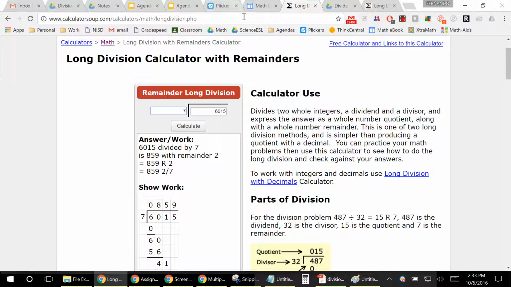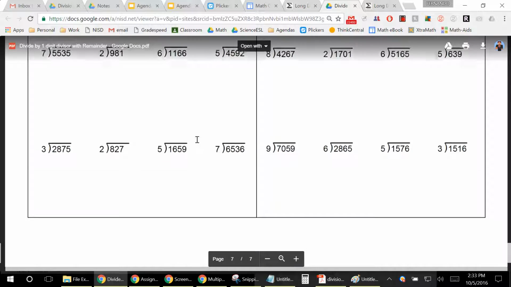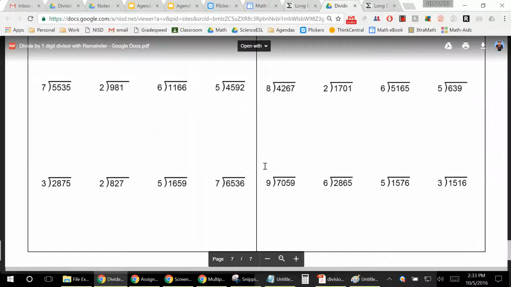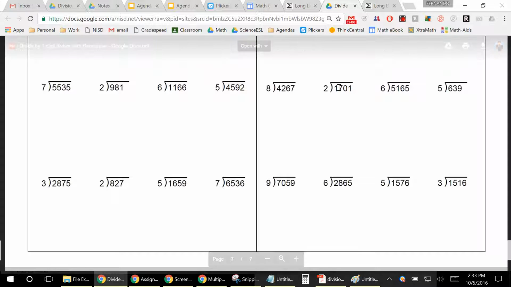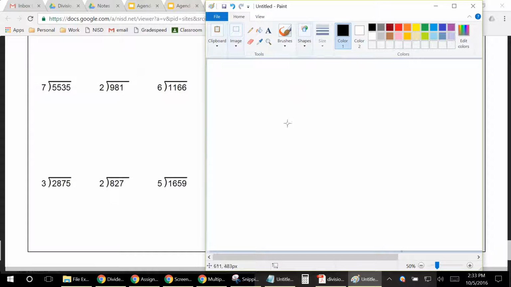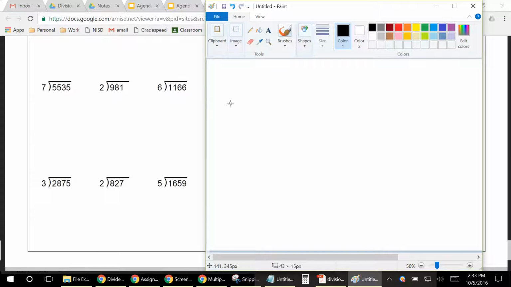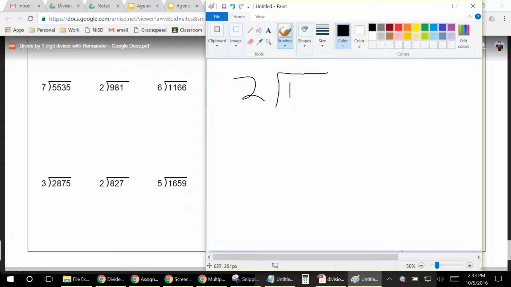Let's do one more. Okay, go back to divide. Let's go ahead and do 2 goes into 701. Okay, I know it sounds easy, but it's actually not. 2 goes into 701. Okay.